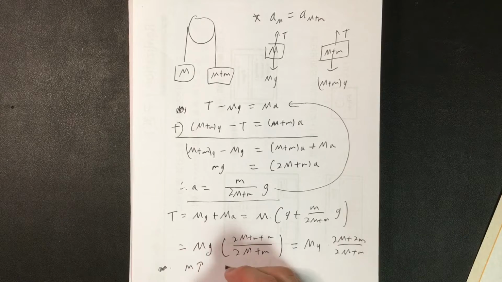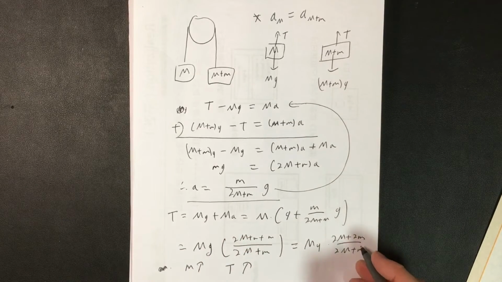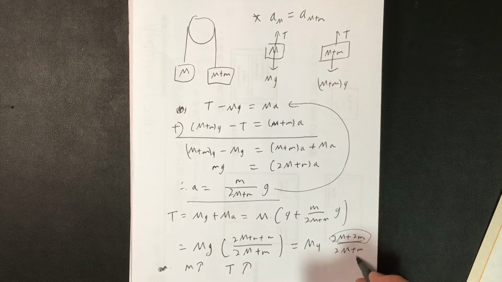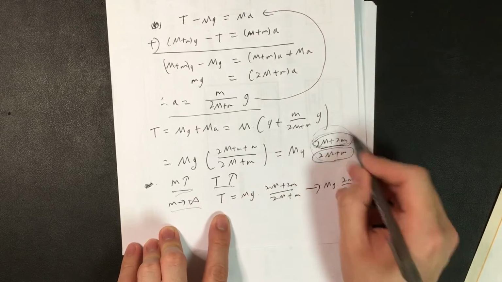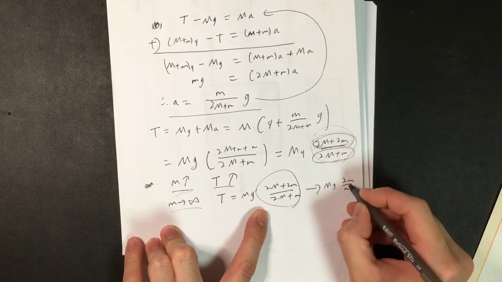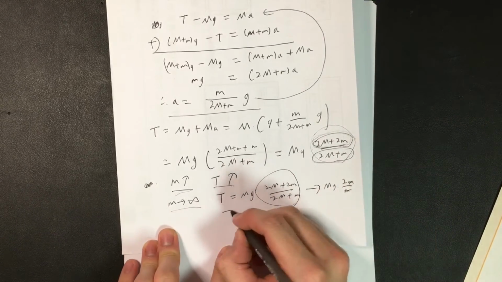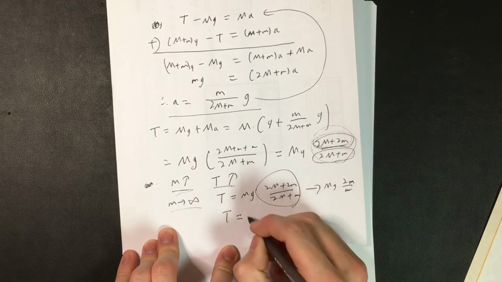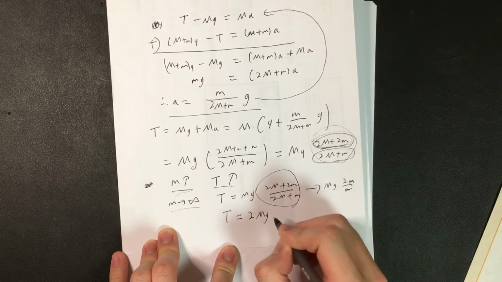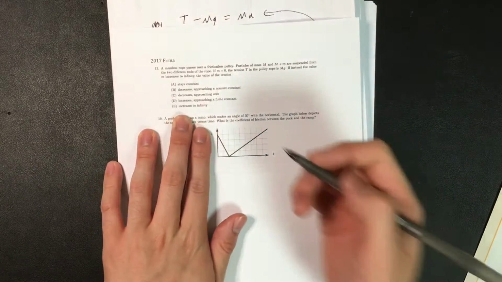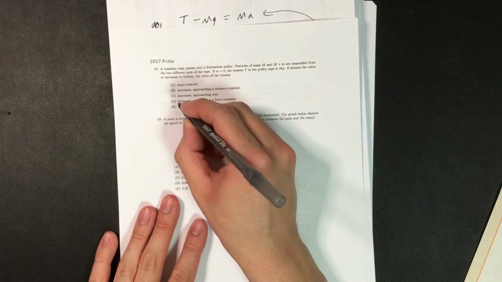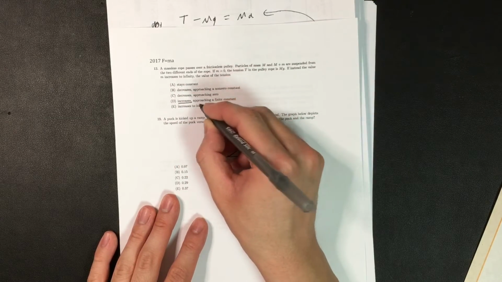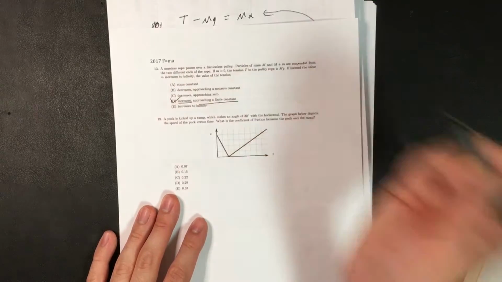Note that as small m goes up, tension is also going to go up because the denominator is always going to be greater than the numerator. But as small m goes to infinity, this fraction goes to 2 from the limit, and therefore tension would simply become 2 times Mg. And thus, looking at the answer, we can conclude that as small m increases, the tension is also increasing, but this is going to approach a finite constant.